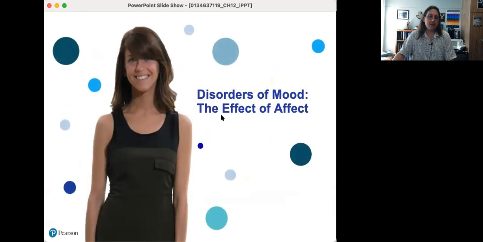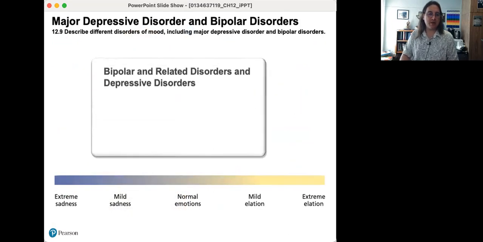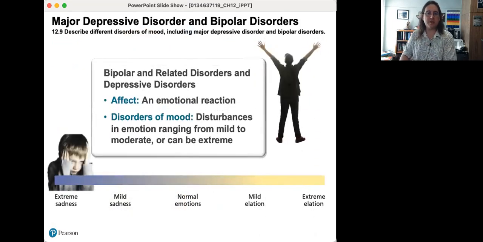All right, so disorders of mood and the effects of affect. All right, so affect can be a verb or it can be a noun, right? We've learned that effect is the noun, right? But in the psychological community, we look at affect as being how we present ourselves to others, usually through our facial expressions and body gestures. So affect is an emotional reaction to something that's going on, either thoughts, feelings, or externally, something that's happening, right?